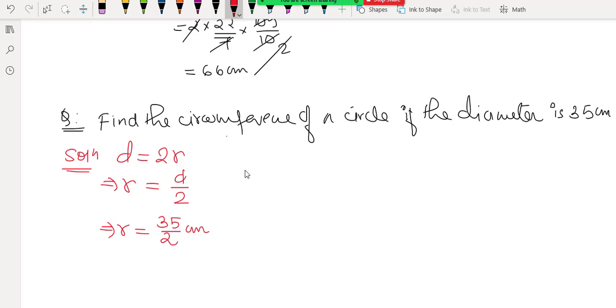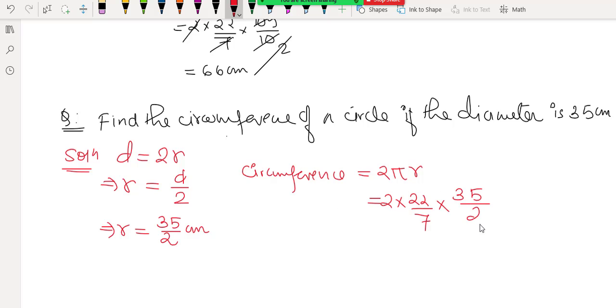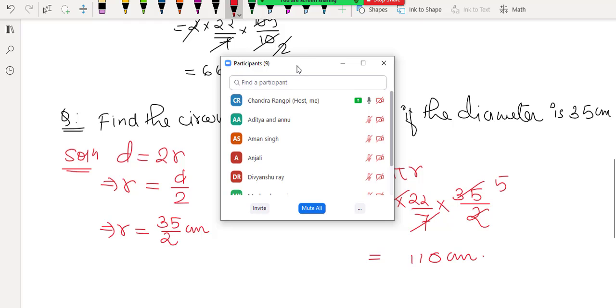We need to find the circumference. Circumference is equal to 2 pi r. That is 2 into 22 by 7 into radius. The radius is 35 by 2. We know that 7 fives are 35, so we can cut the 2 and 2. Then 5 twos are 10, and 10 times 11 is 110 centimeter. So our circumference is 110. Anyone got the answer as 110?